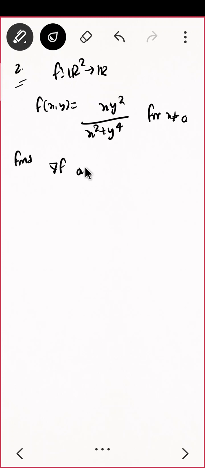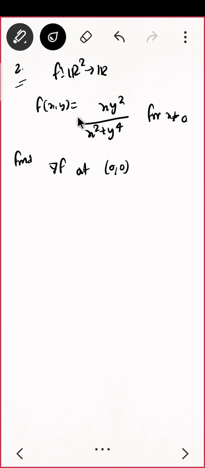Let us go ahead to the next example. So in the next example, let us take this function from R2 to R, that is given by f of xy is equal to xy square upon x square plus y raised to 4, correct? For x non-zero. Find del f at 0, 0.